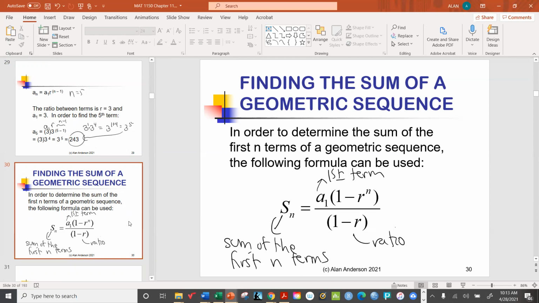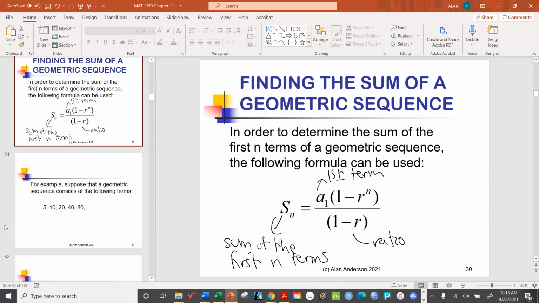And N is the term that we're looking for. Now, this one can get very messy. I just want to mention that. Sometimes there might be negatives in here, but they will often cancel each other out. So this one we just have to be a little bit more careful with. All right, let's take a look at an example.